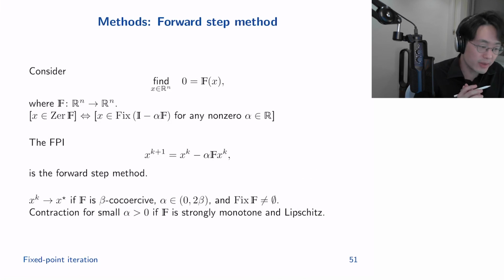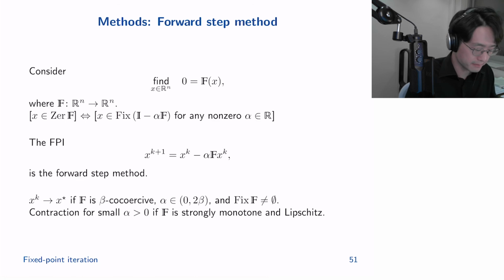Let's take a look at another method. This one is referred to as the forward step method. The problem we solve is we want to find a zero of the operator f, where f maps from Rn to Rn. Following the same reasoning as before, x is a zero of the operator f if and only if x is a fixed point of the operator I minus alpha f, for any non-zero alpha. And this fixed point iteration is referred to as the forward step method.